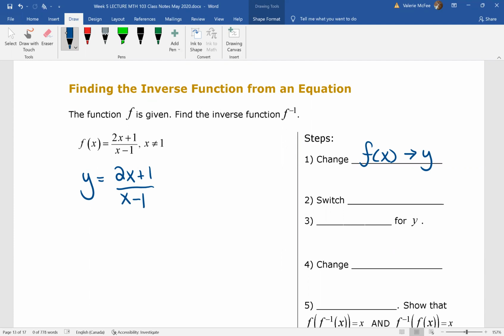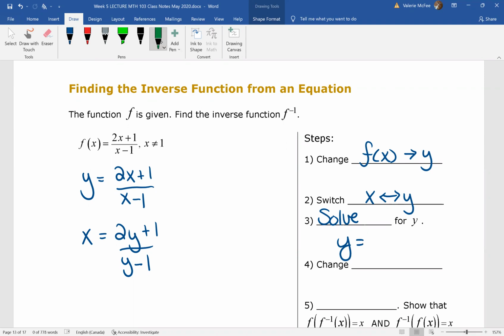And now remember, in inverse functions, x and y switch places. It's as easy as that. So all of the x's become y and y becomes x. Here's the hard part. We have to solve for y. That means we want our equation to say y equals.